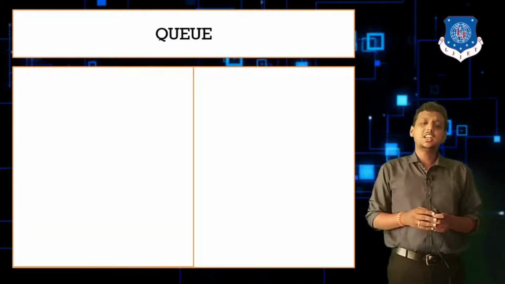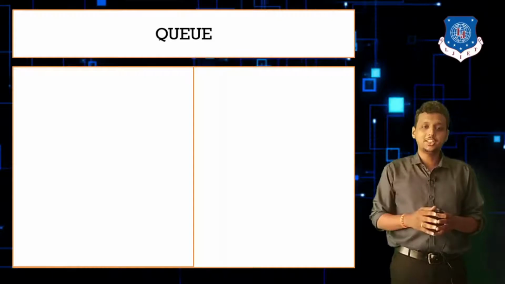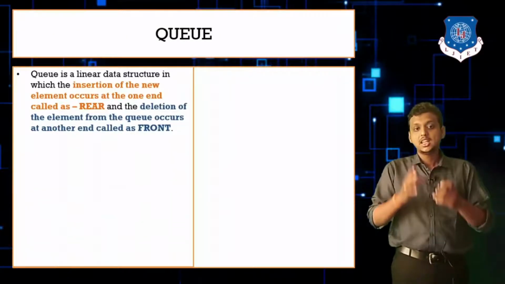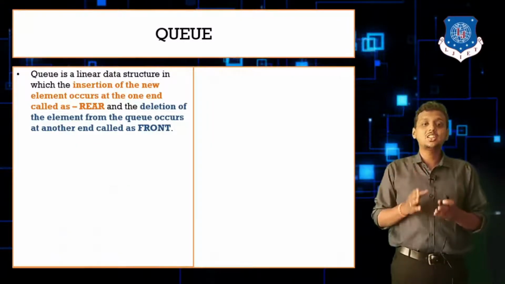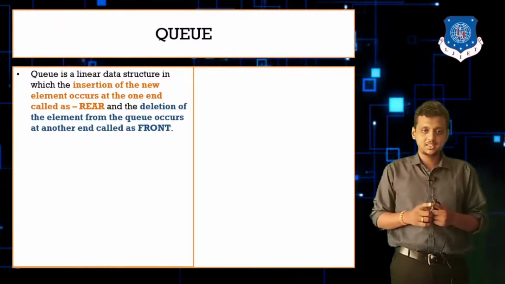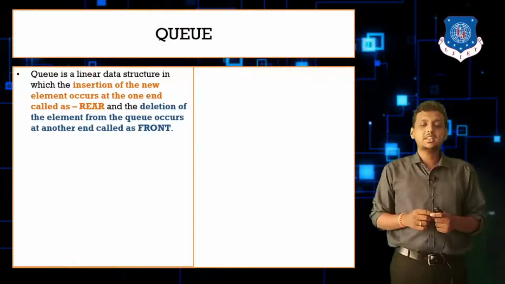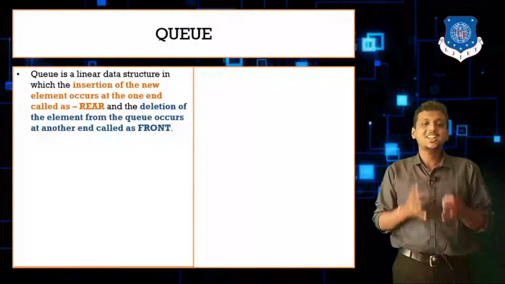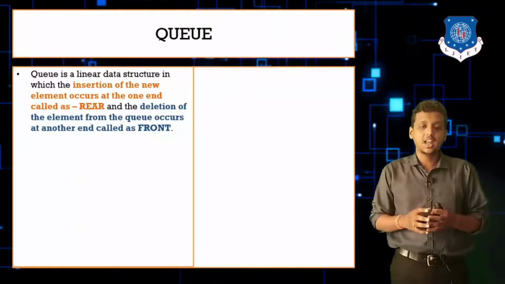Now let me tell you, is the queue linear or non-linear? Queue is a linear data structure in which the insertion and deletion occur at two different ends. So do not forget to remember that the queue is a linear data structure in which the insertion and deletion both happen at two different ends.